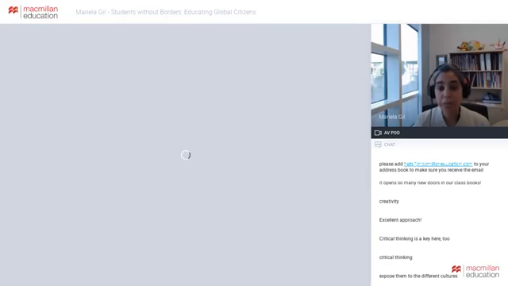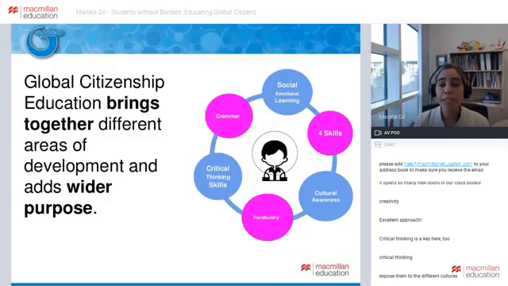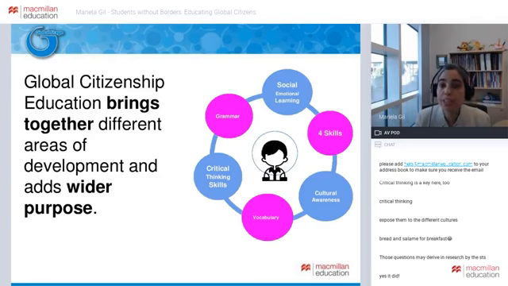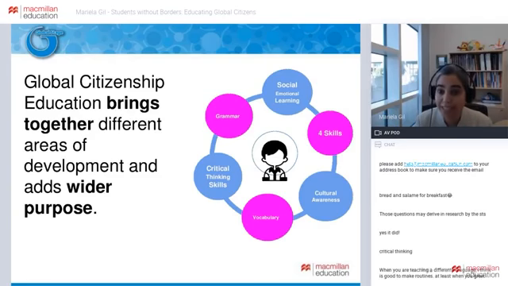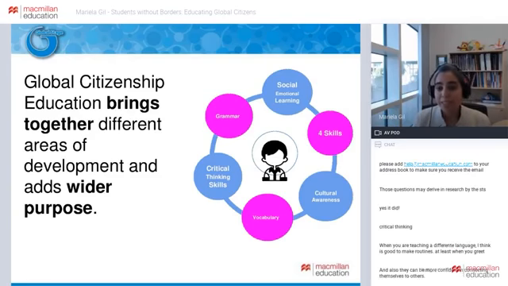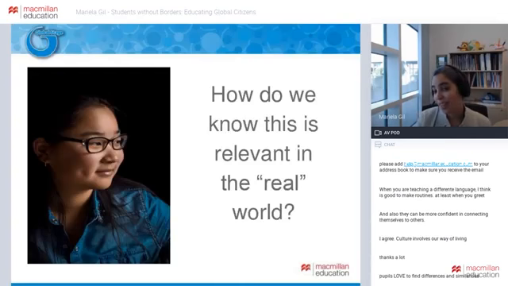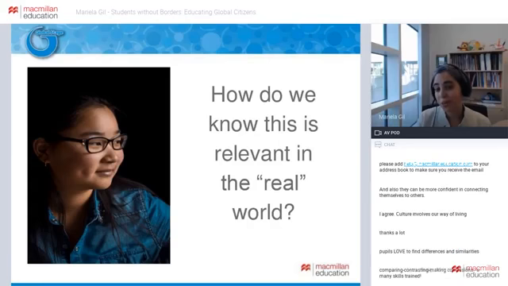So hopefully through this talk, you've seen that global citizenship can bring together all the different things that we do in the English language classroom and give them wider purpose, anchor them in something that is bigger than us, which is connecting to each other and working together. Now, how do we know that this is relevant in the real world? How do we know that outside of the classroom, it's important?